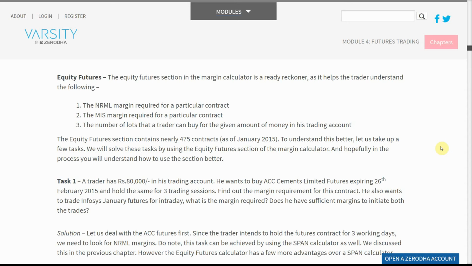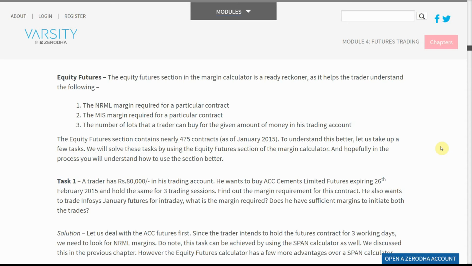The equity futures section contains nearly 475 contracts as of January 2015. To understand this better, let us take up a few tasks. We will solve these tasks by using the equity futures section of the margin calculator. And hopefully in the process you will understand how to use the section better.